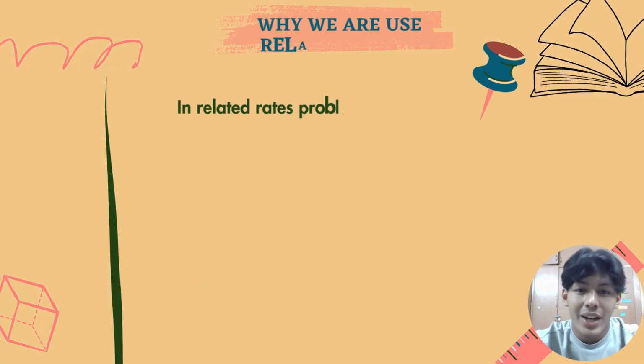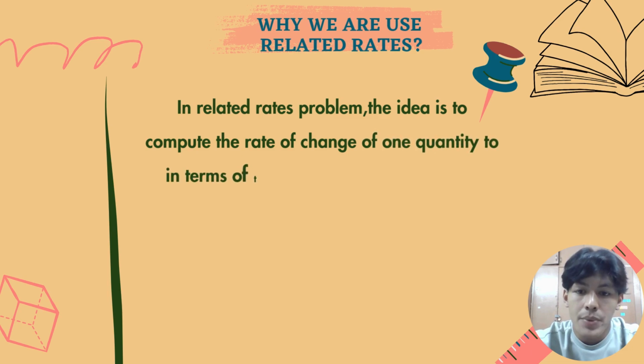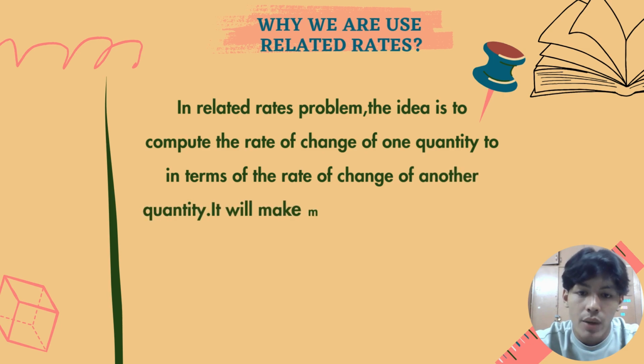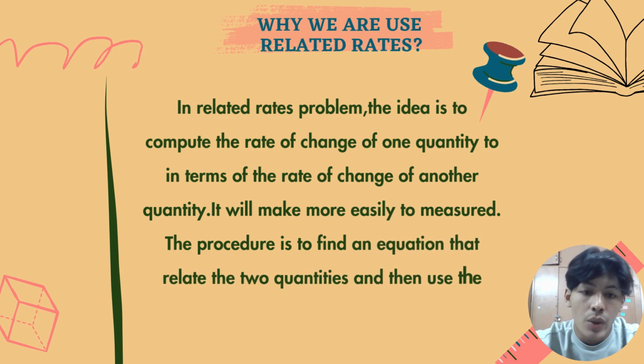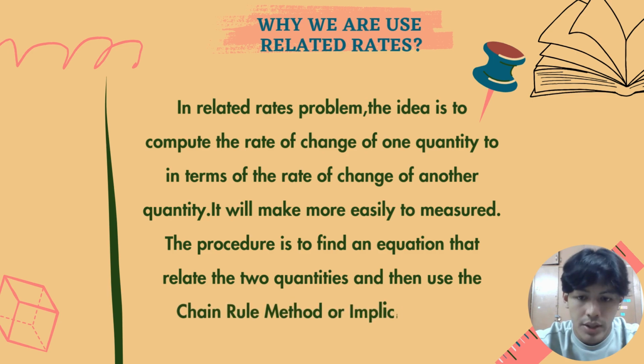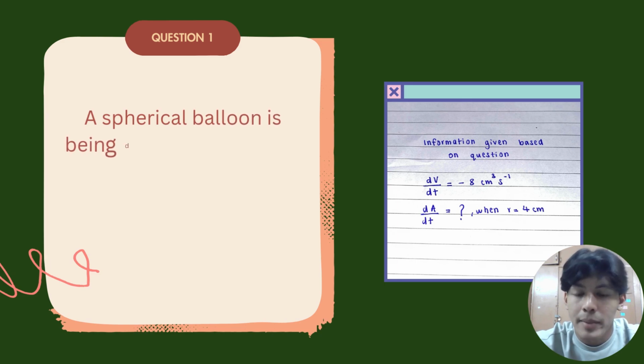So why are we using related rates? In related rates problems, the idea is to compute the rate of change of one quantity in terms of the rate of change of another quantity. So it will be easier to measure. The procedure is to find an equation that relates the two quantities, and we use the chain rule method or implicit method. So now we go to the problem statement.